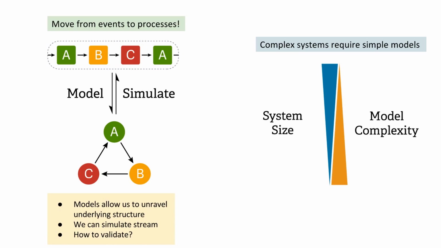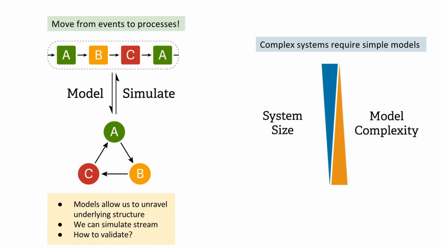Ideally, we'd like to model the entire system, but this might not always be possible because there's a trade-off between the system size we can model and the model complexity. The first reason for this is computational. If we have increasingly complicated interactions between the individual components of our model, this might scale unfavorably if we increase the number of components.